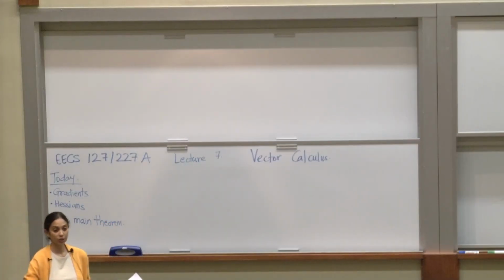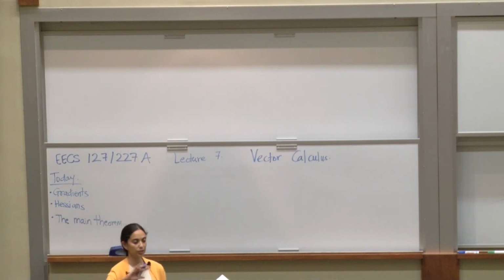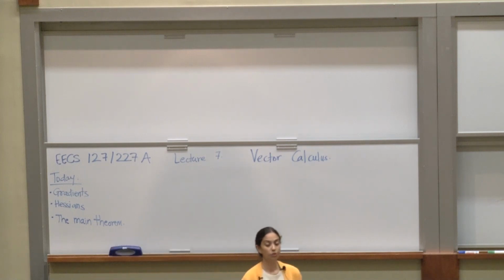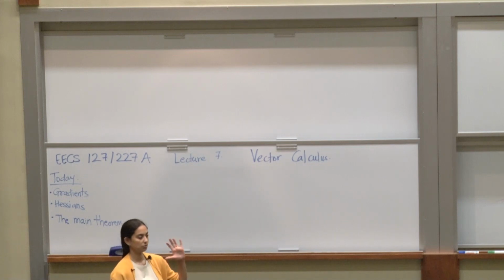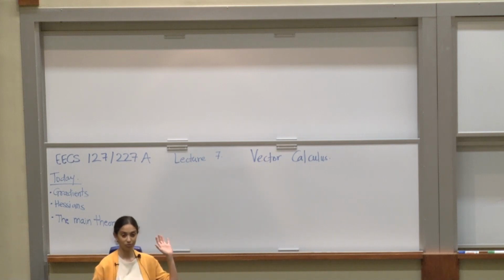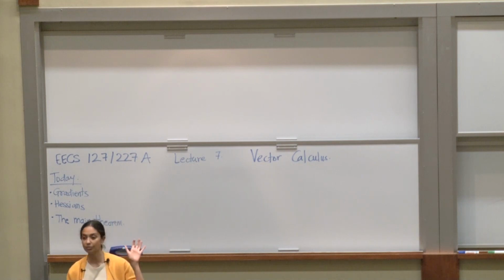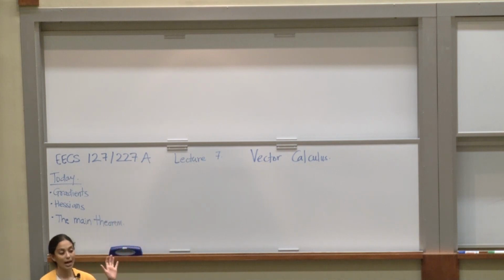Today we're going to start shifting gears a little bit into the second part of the class. We're going to do an introduction to vector calculus today, and then we're going to go back a little bit to the least squares type of material that we started with at the very beginning of the class, the first lecture. And then we're going to move into specifically convex optimization.